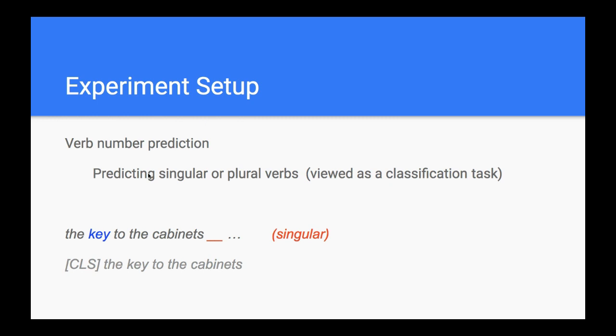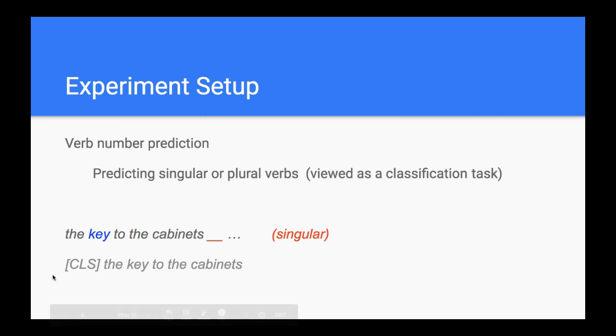It's very straightforward. Given a context, you need to predict whether the verb of the subject should be singular or plural. So it's viewed as a classification task: you get a context and do binary classification to see if it's singular or plural. It's like this: the key to the cabinets should be singular, right? Is, or some other singular verb.